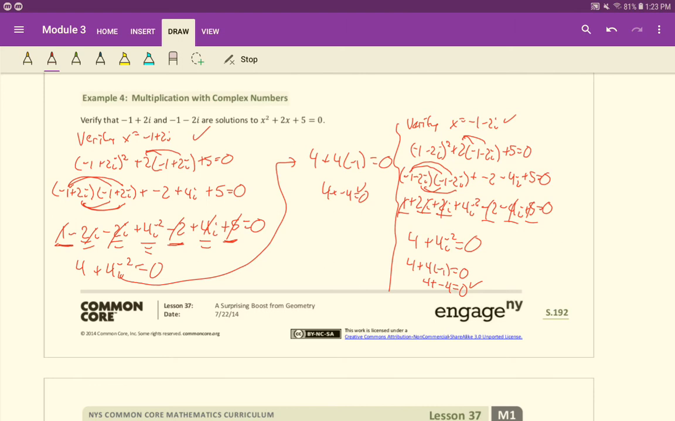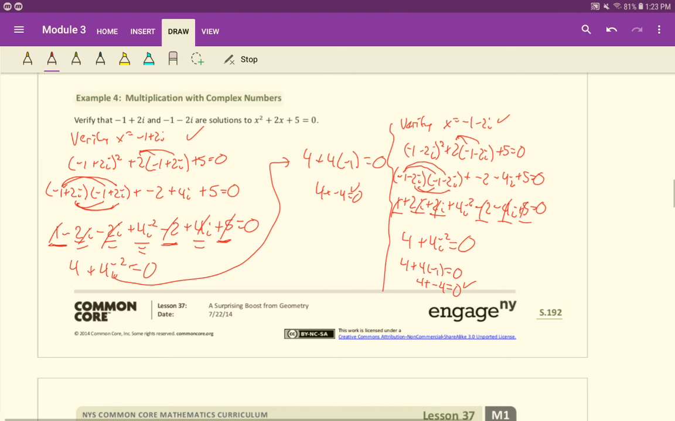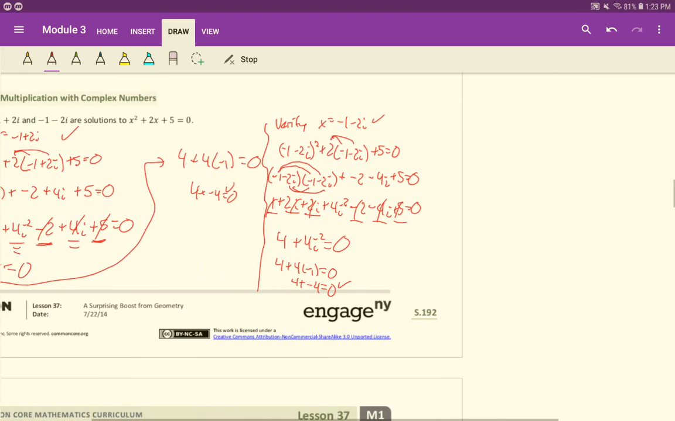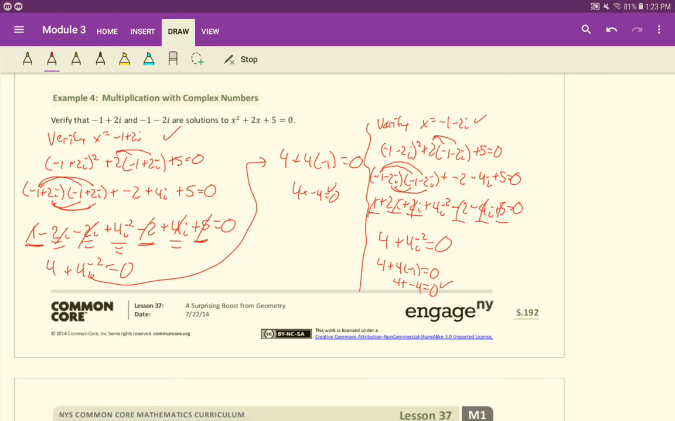Now, that's one way you could verify here, which involved just plugging both of these into the equation. Another way you can verify this is to find the actual solutions of this equation and see that they match these two complex numbers here. How do we do that? Well, how would you solve this quadratic equation? We have lots of different strategies, right? Would factoring work? No, factoring is not going to work. We can't think of two numbers that multiply to make 5 but add to make 2.